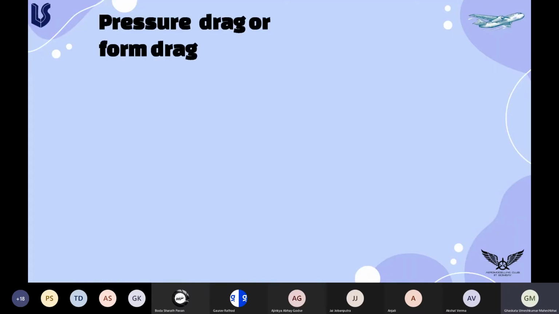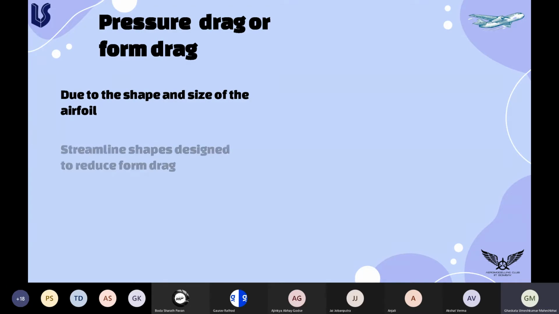So in today's discussion, the first drag in fluid dynamics is pressure drag or form drag. Pressure drag is a force acting perpendicular to the object surface. Also, it is generated due to flow separation, and flow separation depends on the shape and size of the object. Our airfoil is designed in such a way that this pressure drag is a minimum for that shape.